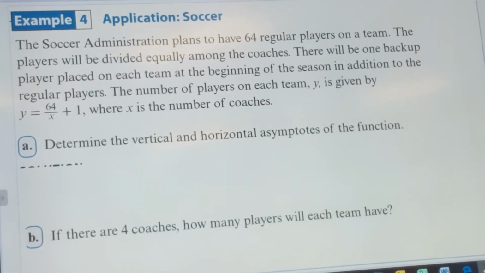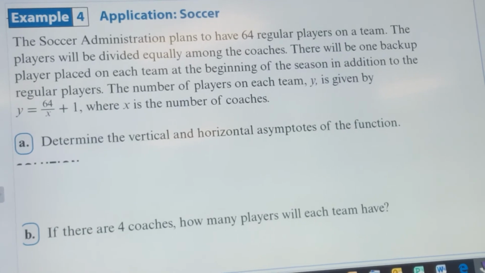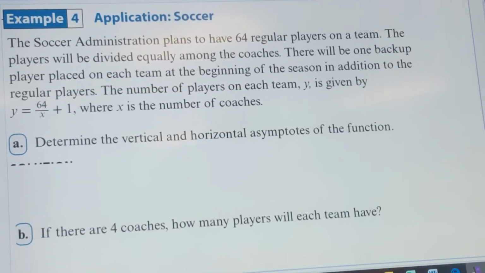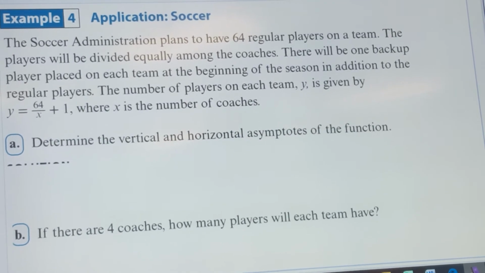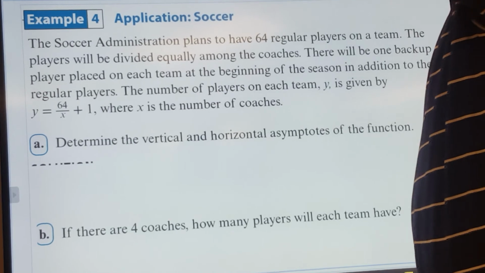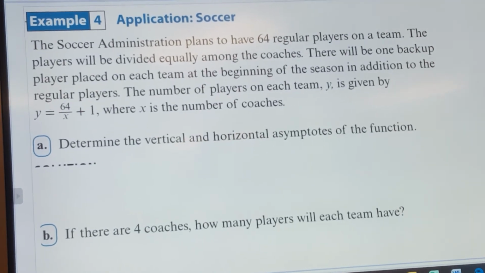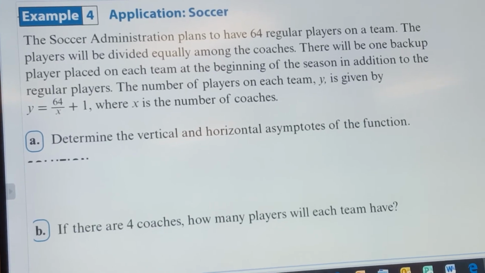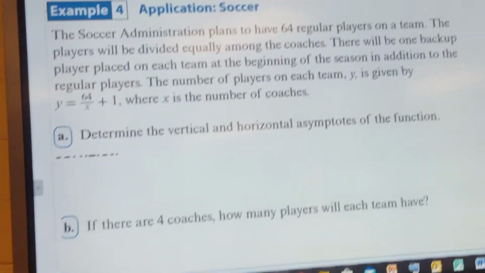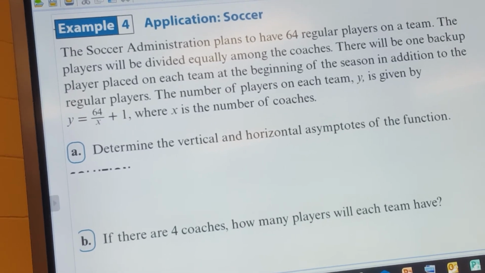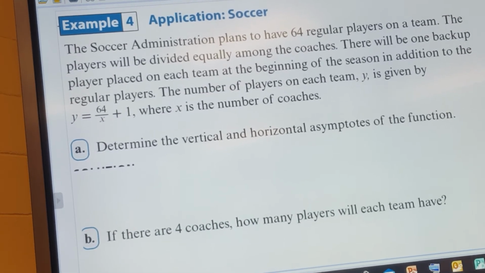All right, application: soccer. Soccer administration plans to have 64 regular players on a team. The players will be divided equally among the coaches. There will be 1 backup player placed on each team at the beginning of the season, in addition to the regular players. The number of players on each team, y, is given by the following equation, where x is the number of coaches. Determine the vertical and horizontal asymptote of the function.